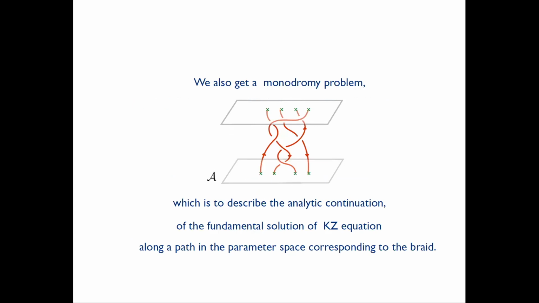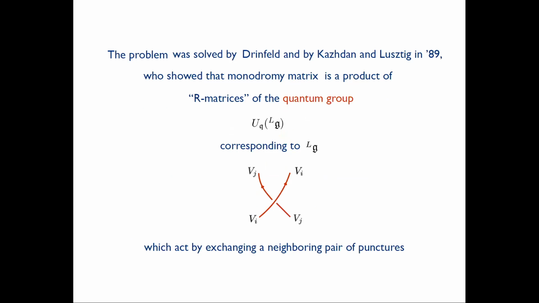You also get a monodromy problem, which is to describe an analytic transformation of the solutions of the equation along the Cartan parameter space corresponding to the braid. Typically, such problems are hard. In the Chern-Simons context, it was solved by Drinfeld, Kohno, and Kazhdan and Lusztig, who showed that monodromy matrices of the KZ equation are computed by quantum group R matrices associated to G. These R matrices describe exchanging neighboring pairs of punctures.